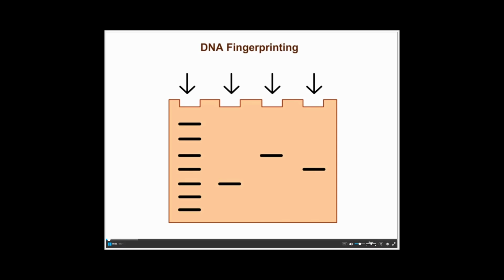DNA fingerprinting. DNA fingerprinting is based on variations in the length of repetitive DNA sequence clusters called mini-satellites found throughout the genome of an individual. This video demonstrates how DNA fingerprints are generated and how they can be used in forensics and archaeology.